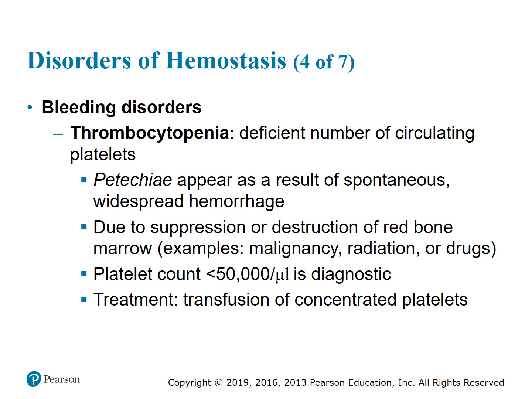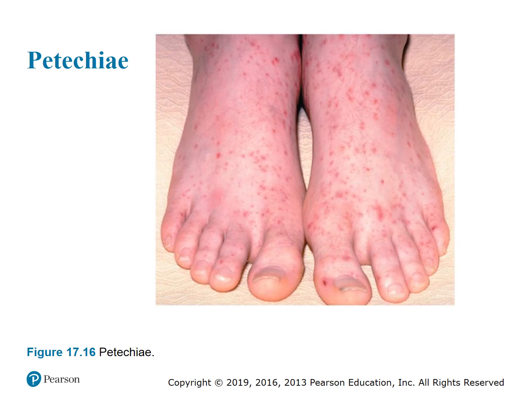Disorders. Thrombocytopenia is a deficient number of circulating platelets. Petechiae appear as a result of spontaneous widespread hemorrhage. So this is something that appears on the skin, these little red spots. And it's due to suppression or destruction of red bone marrow, examples being malignancy, radiation, or some drugs. The platelet count is less than 50,000 per microliter, and this is diagnostic. Treatment is transfusion of concentrated platelets. Figure 17.16 shows petechiae.